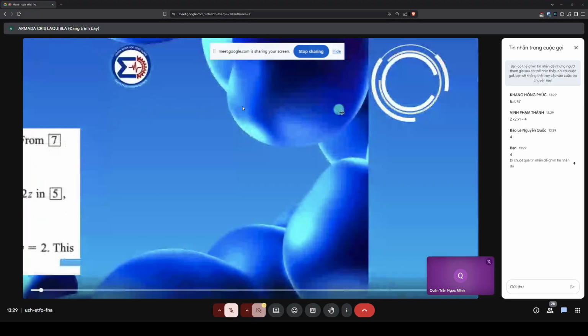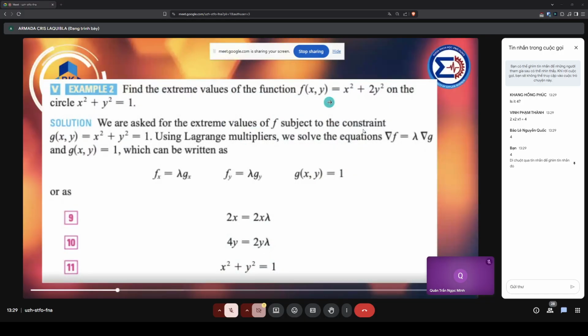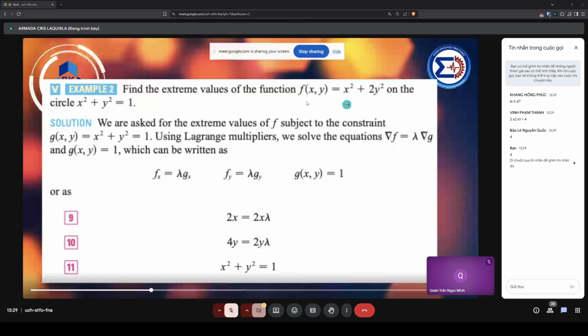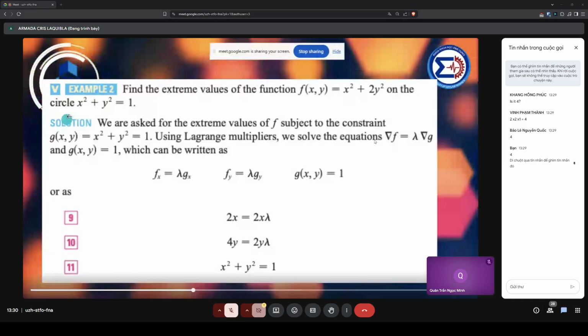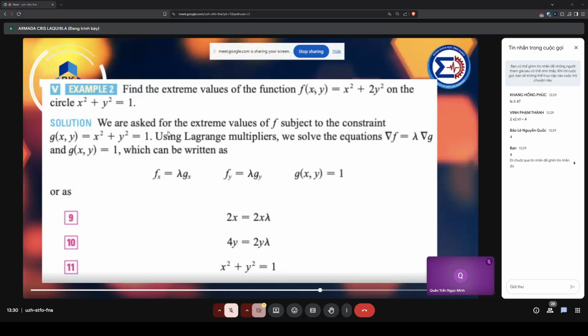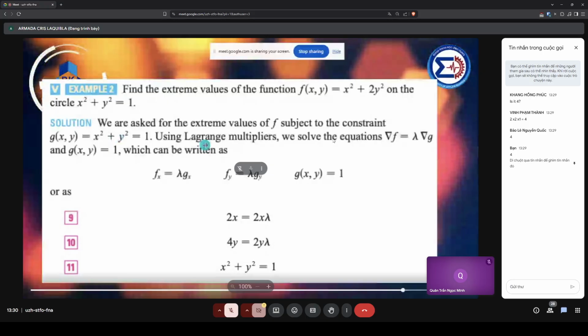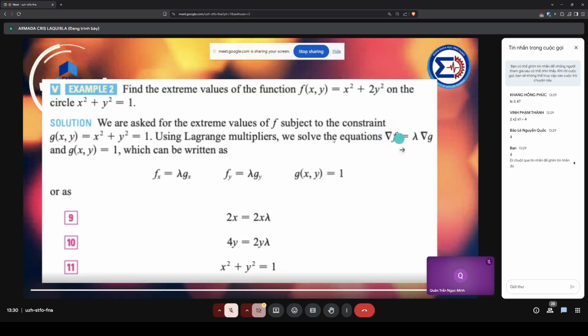Okay, next. Find the extreme values of the function f of x, y is equal to x squared plus 2y squared on the circle x squared plus y squared is equal to 1. So we are asked for the extreme values of f subject to the constraint. Your constraint is this, the equation of the circle, right? So using Lagrange multipliers, we solve the following equations. Del f is equal to lambda del g.